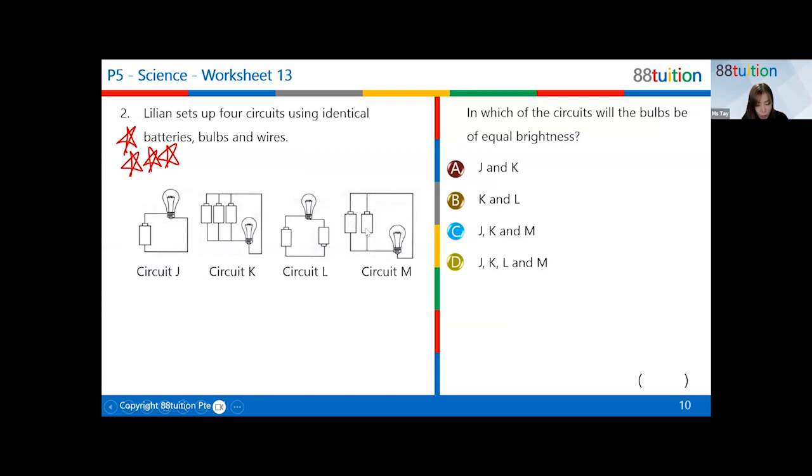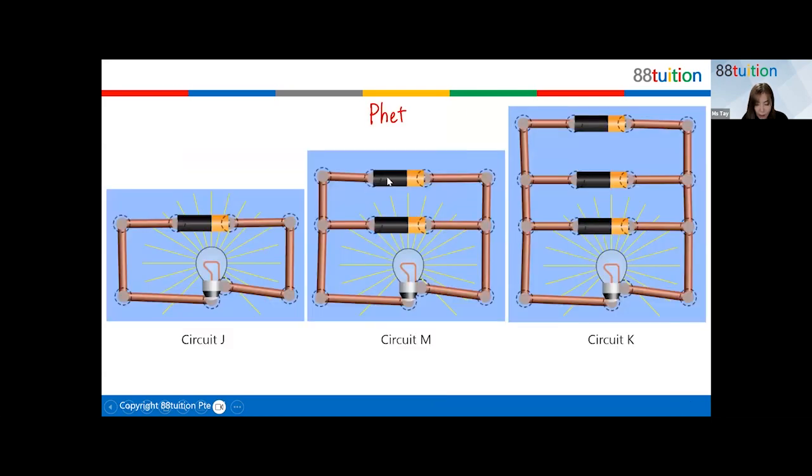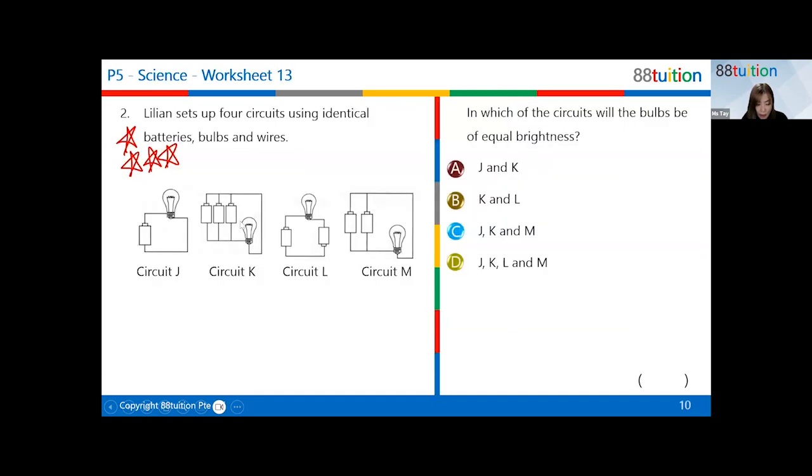These are the two batteries in parallel now. So two batteries in parallel. Okay, then one light bulb. Then I look at K. So look carefully at K. Three batteries. They are connected in parallel. Okay, and then there is one light bulb.